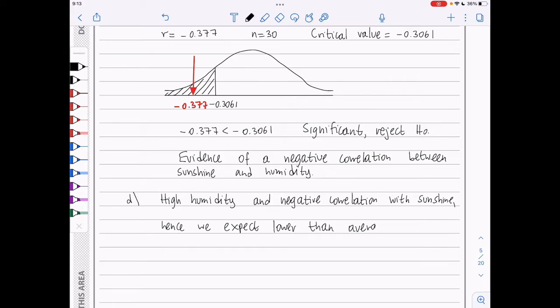So all we're saying here is that because we've got a particularly high value for humidity, and this negative correlation means the greater the humidity, the less the sunshine, we've got lower than average hours of sunshine. We have to give a reason here just to justify everything together.